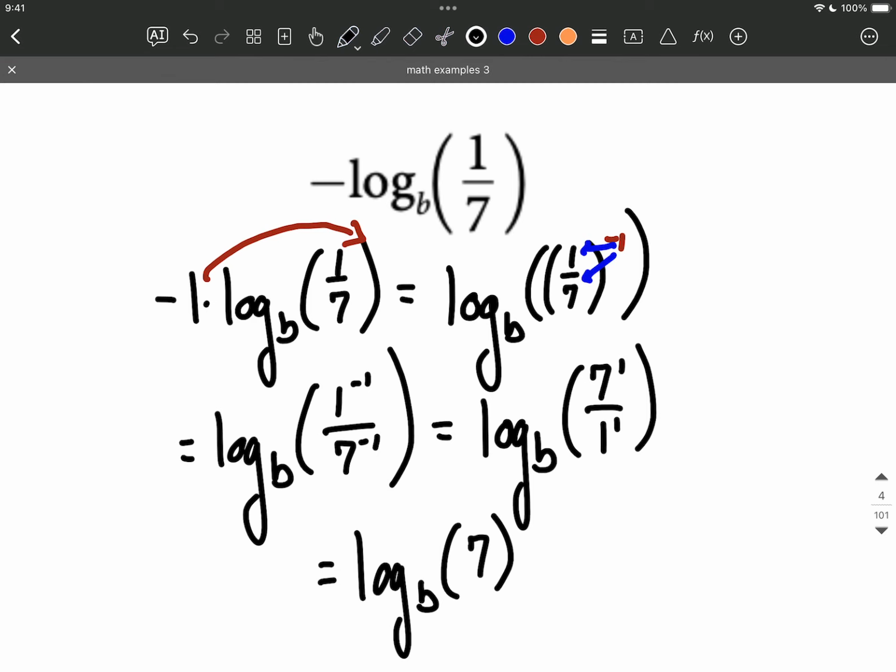So I hope this helps out as you're working on combining logarithmic functions, multiple logarithms together into a single logarithmic function. Good luck.